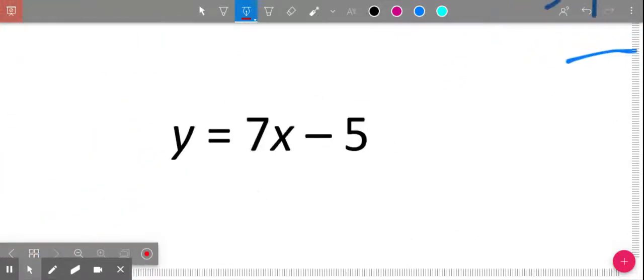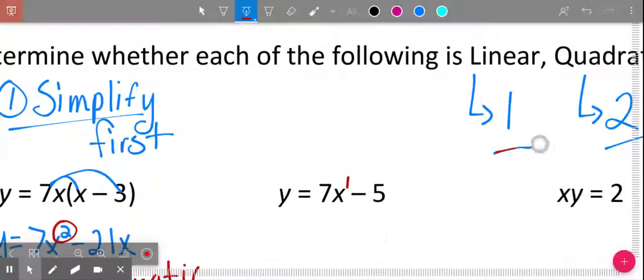The next one, I have y equals 7x minus 5. If I look at this, it doesn't look like there's an exponent, but there's actually a 1 here with the x. And anytime our exponent is a 1, we said it is linear.